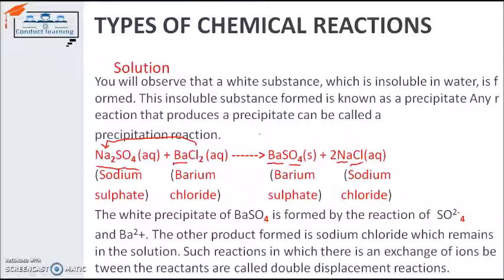The white precipitate of BaSO4 is formed by the reaction of SO4 2- and Ba2+. The other product formed is sodium chloride, which remains in the solution. This is a salt. This will remain in the solution. Such a reaction in which there is an exchange of ions between the reactants is known as a double displacement reaction.